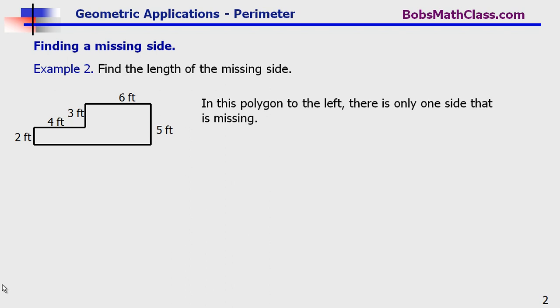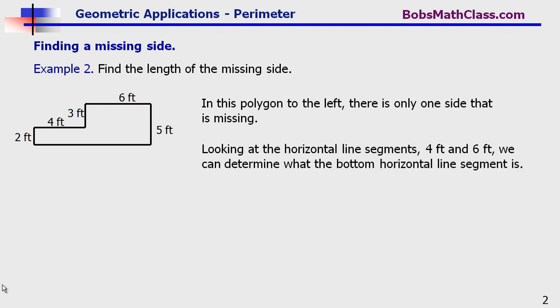In this polygon to the left, there is only one side that is missing. Now look at the horizontal line segments. The horizontal line segments are 4 feet and 6 feet. We can determine what the bottom horizontal line segment is. Well, if that's 4 and 6, then our horizontal line segment here has to be, that's right, 10 feet.